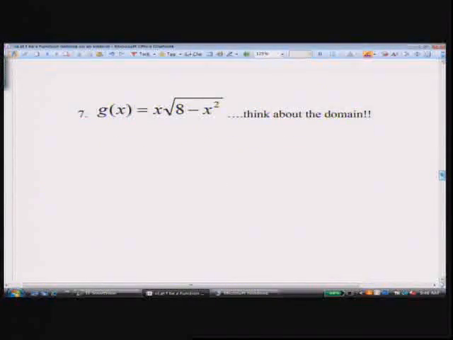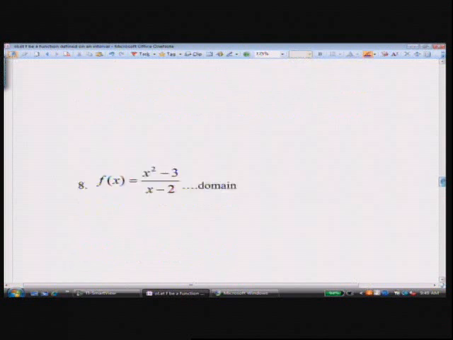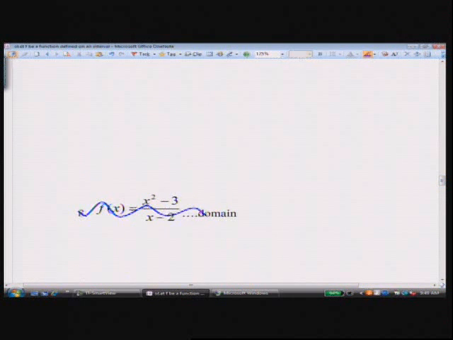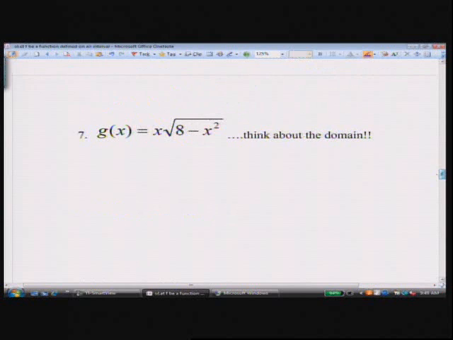Let's try number 7. We have to be careful on number 7. We have to think about the domain. All right, and then I'm going to actually move number 8 down to here. So this is number 8, f of x equals x squared minus 3 over x minus 2, because I'm going to have to scratch it out because I ran out of room. Okay, so who wants to tell me the domain of this function?